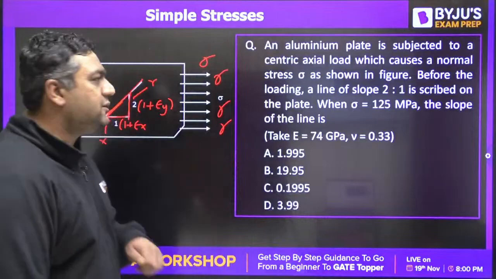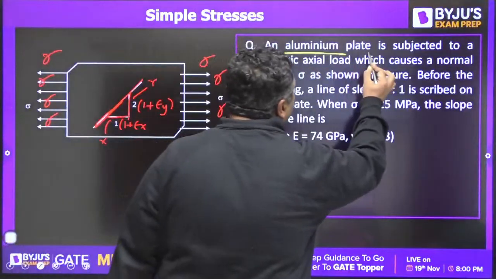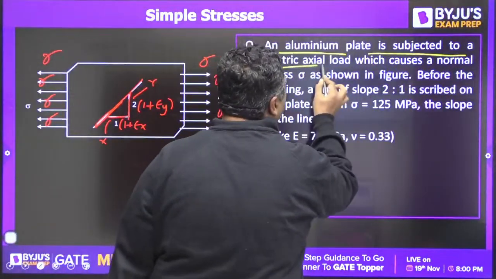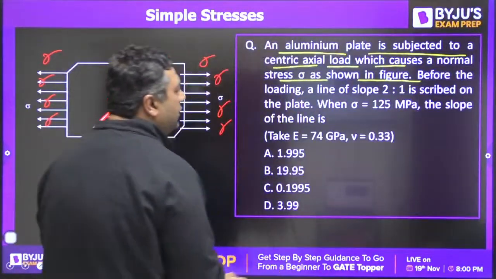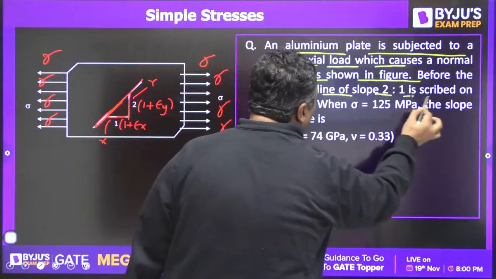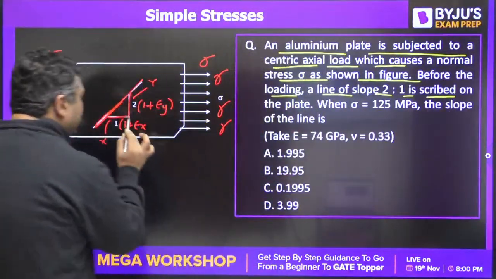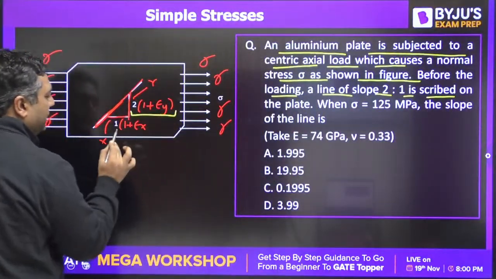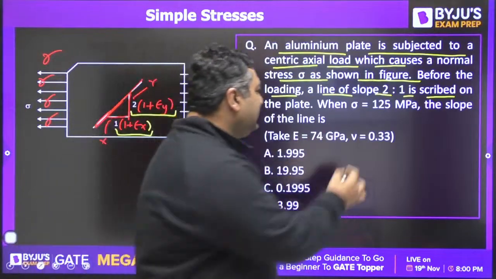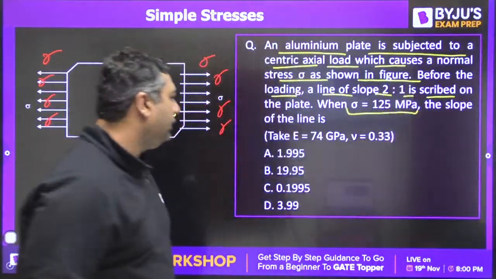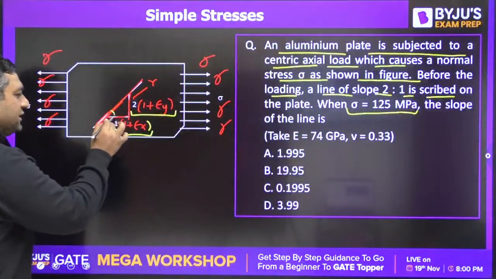Look at the question, guys. An aluminium plate is subjected to a centric axial load which causes a normal stress sigma as shown in the figure. Before the loading, a line of slope 2:1 is scribed, and in that this is mentioned as 2 into 1 plus epsilon y, 1 plus epsilon x. Then they are saying sigma value is 125 MPa. They are asking the slope of this line.